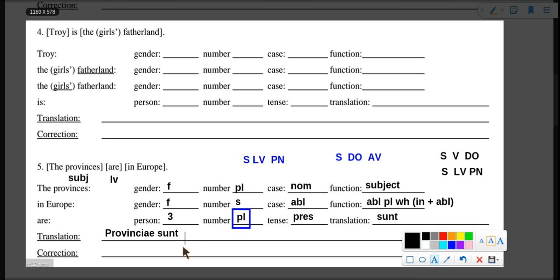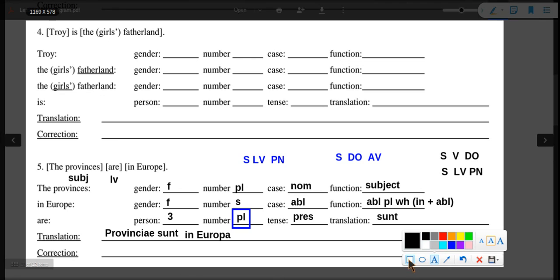So coming down to our sentence again, we can put in our Latin word for Europe, which is Europa. And very important, to make it clear that this is ablative singular, we're going to need our macron over that A. So we have provinciae sunt in Europa for our sentence translation.